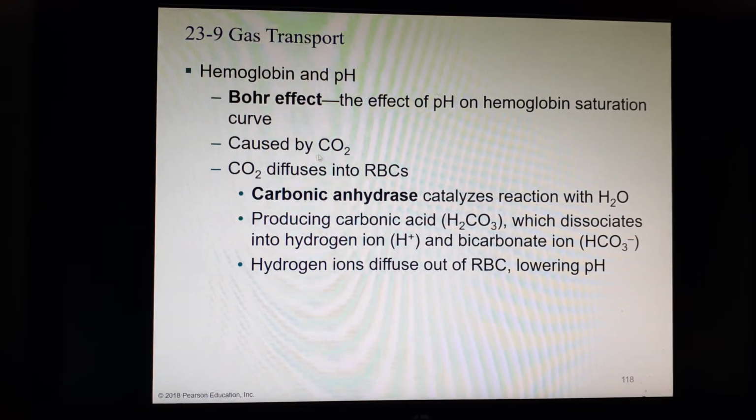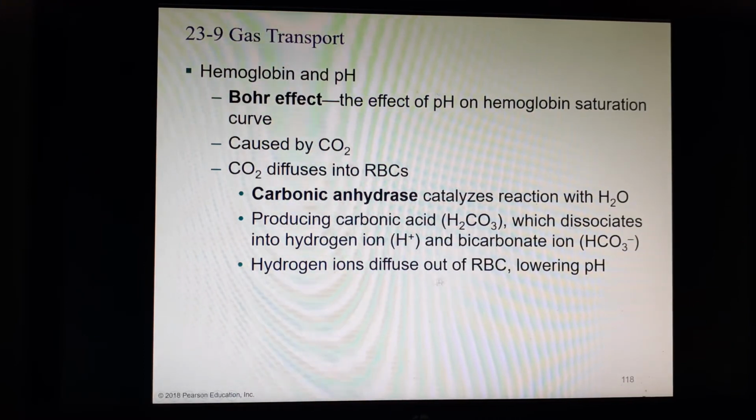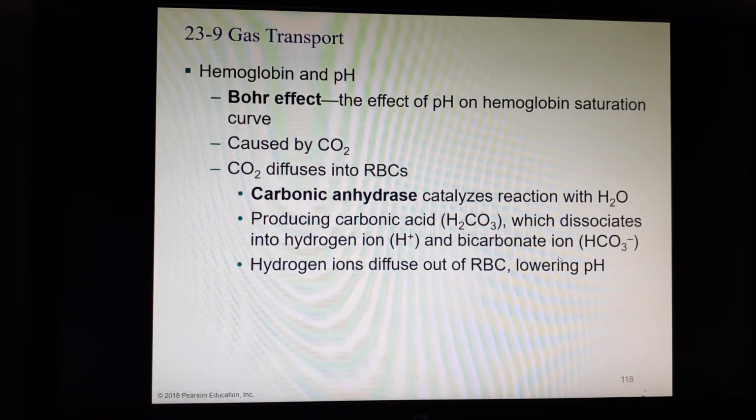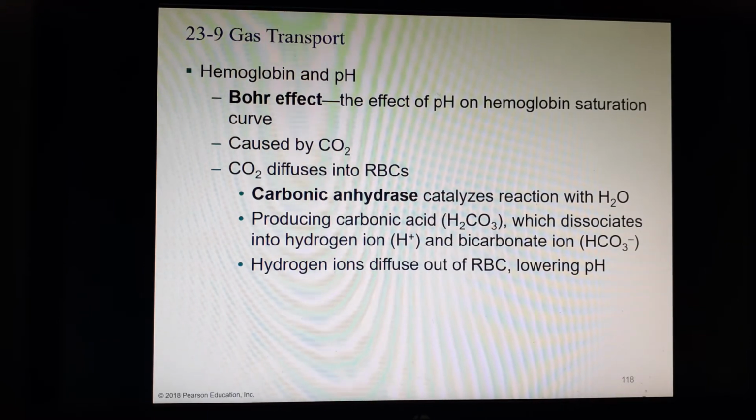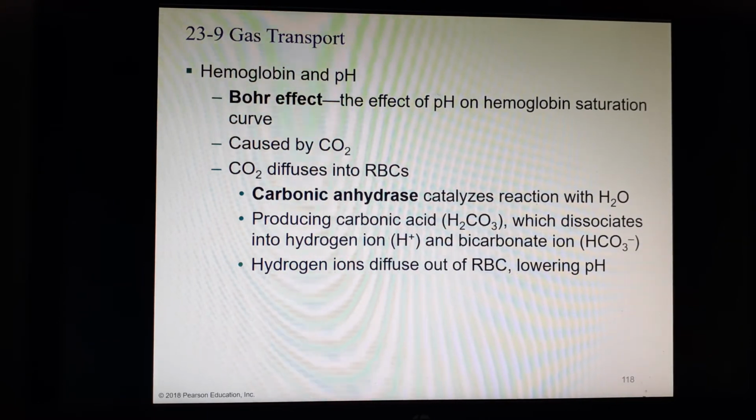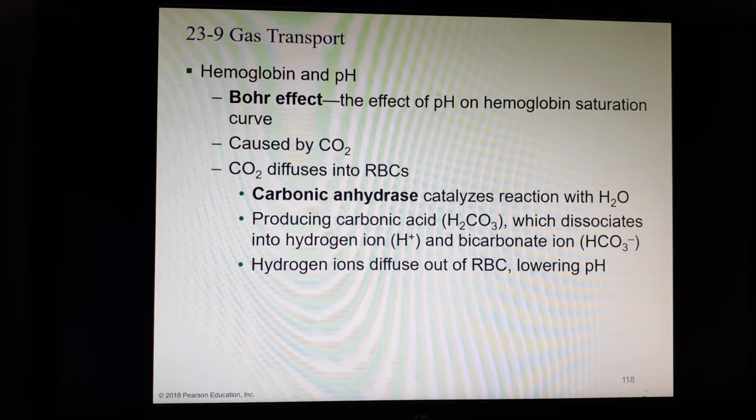Okay? So this is caused by high amounts of CO2 in the blood. The hydrogen ions will leave the red blood cells and they will lower the pH of the blood. What happens if we have a lower pH of the blood, if it becomes acidic? Well, then we hang on to the oxygen more tightly.